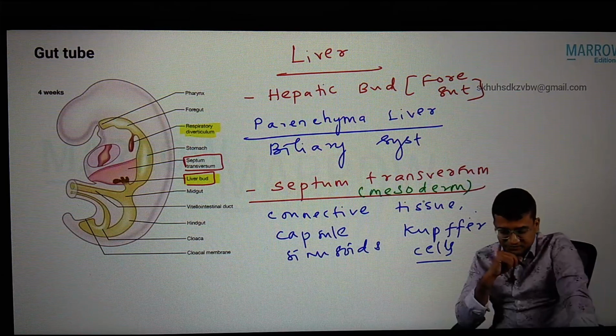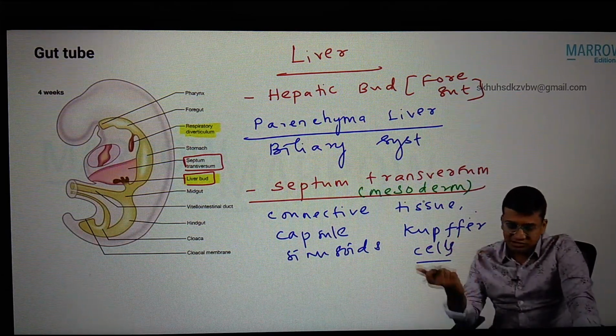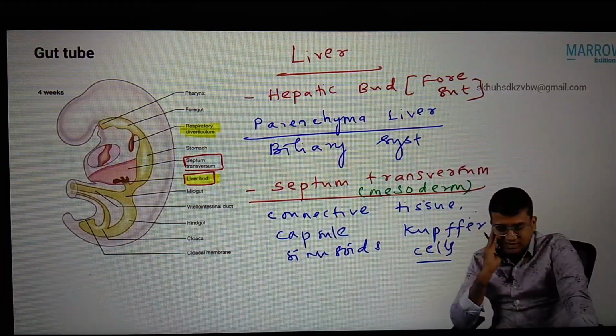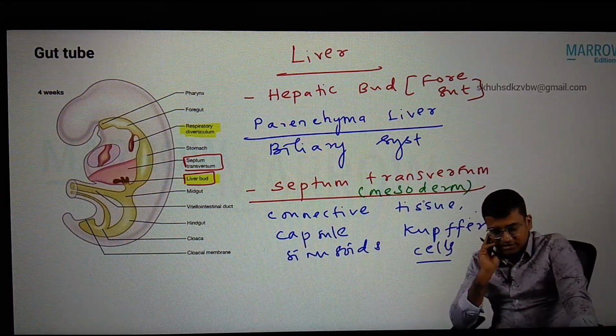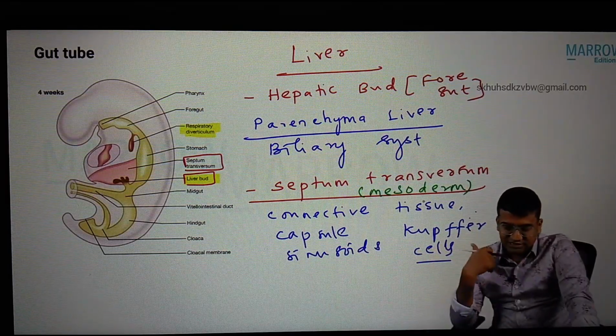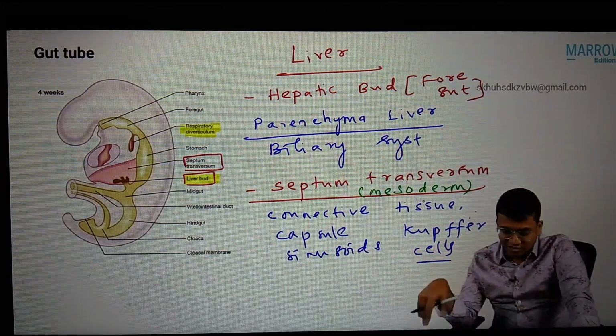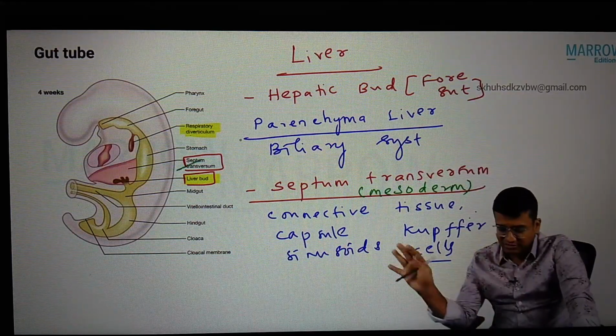Okay, right. That's all about the liver development. Very simple. Liver is coming from two sources, hepatic bud and septum transversum. So, hepatic bud is forming the parenchyma of the liver and the biliary system, and the septum transversum, the mesodermal structure, is forming the connective tissue, capsule, the sinusoids, Kupffer cells. They're all coming from the septum transversum only. Okay. That's all about liver development.